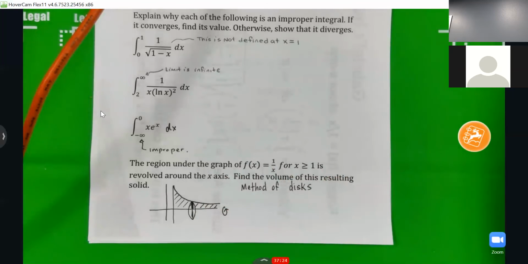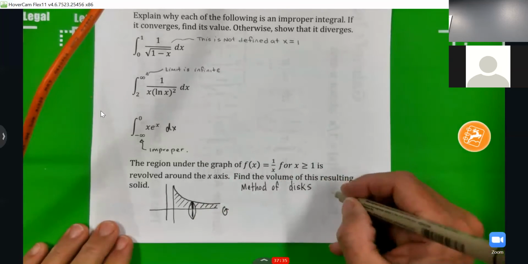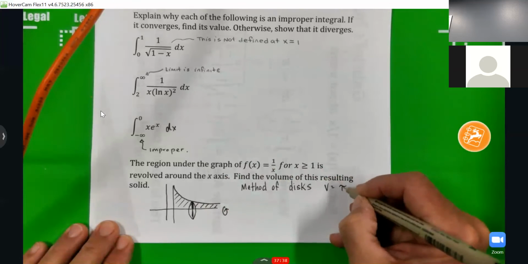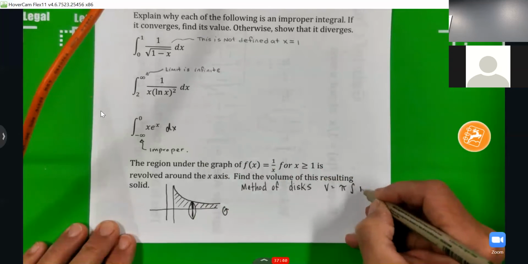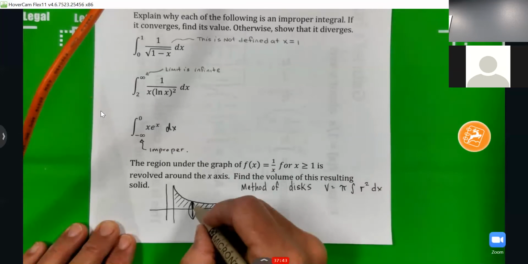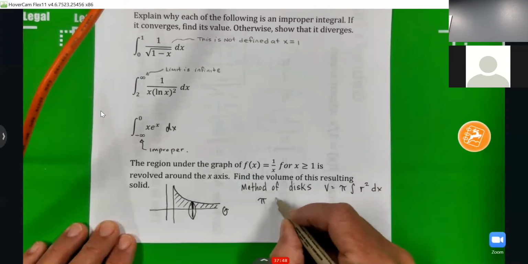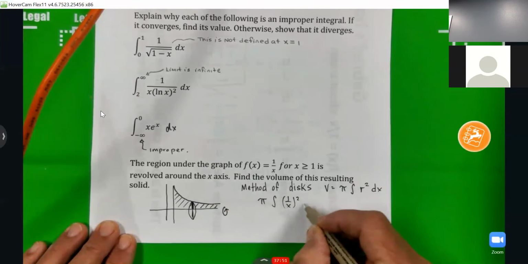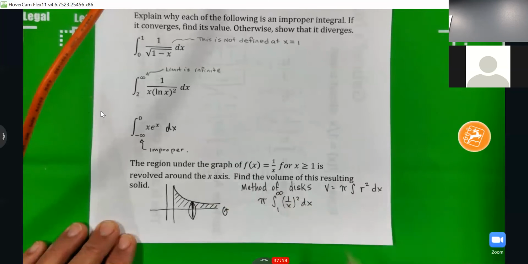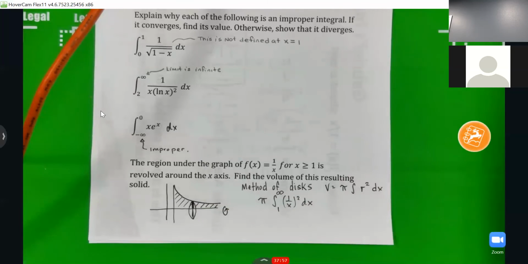The volume of the solid is the integral of the volume of one of the disks. That would be pi r squared, and in this case, dx is the thickness of that rectangle. So that volume is equal to pi times the integral of r squared dx, where r is going to be the height, 1 over x. So we've got pi integral 1 over x squared dx, but we're integrating from 1 to infinity. So that's our improper integral that would possibly give us this volume.